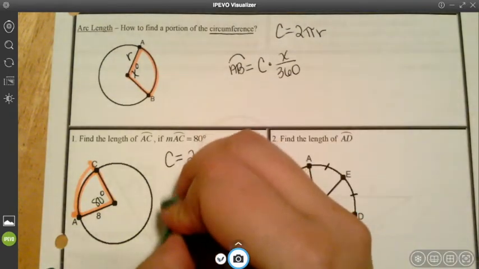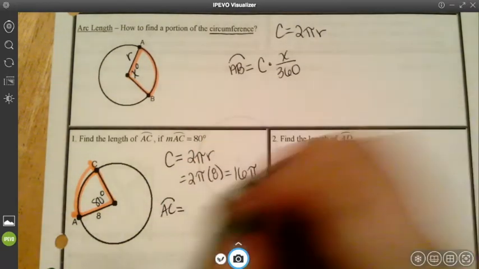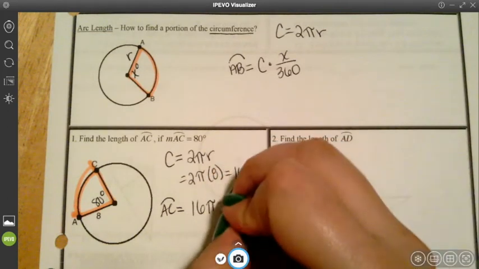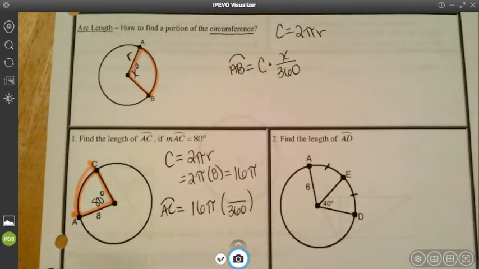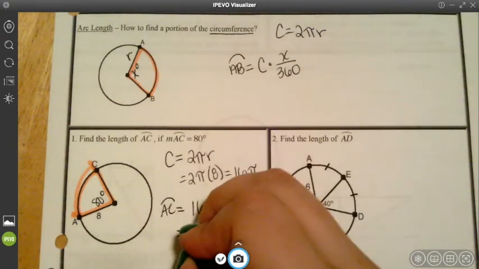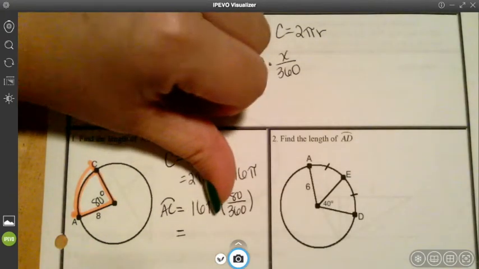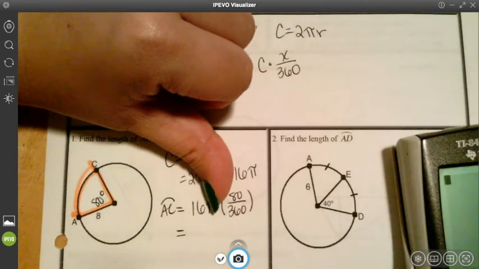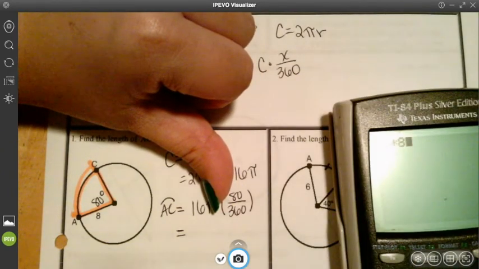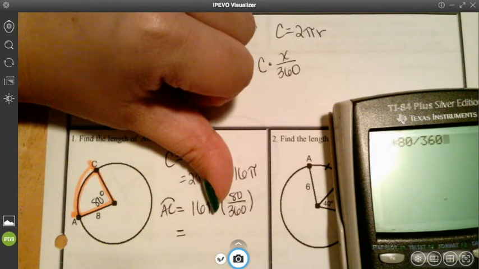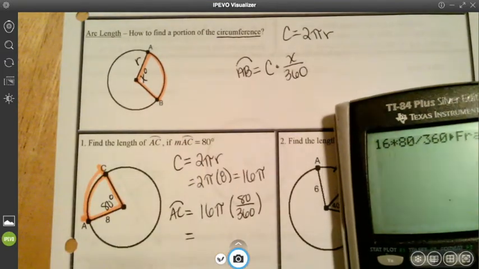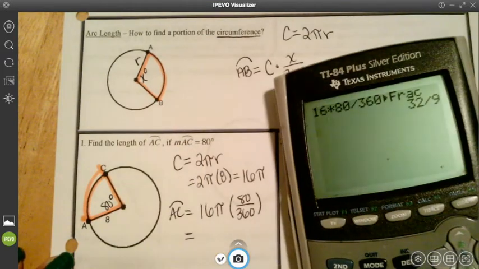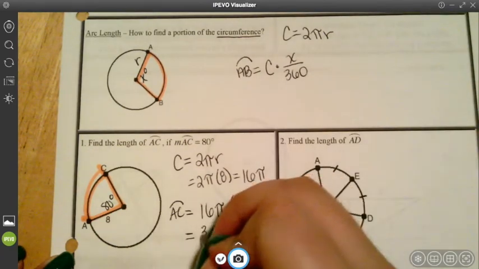That means arc AC is going to be 16 pi, the circumference, times how much of the circle out of 360 degrees. I have 80 degrees out of 360. So to find this exact value, I'm going to put everything except for the pi in my calculator. So I'll put 16 times 80 over 360. And if I want an exact answer, I'm going to go math, leave it as a fraction. And so we get 32 over 9.